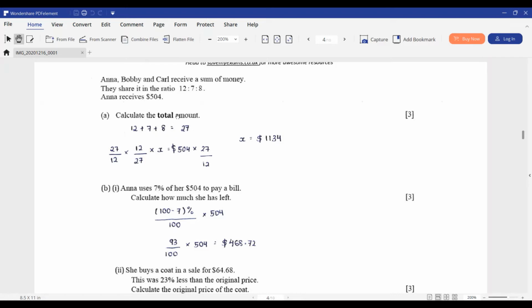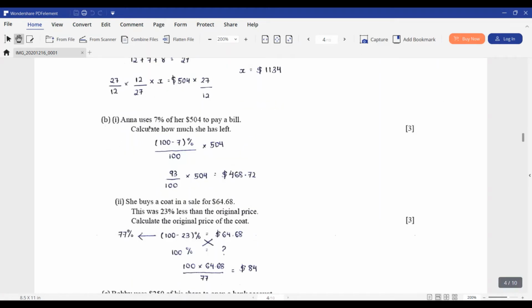Now that we know the sample size, we want to know the total amount. The way we find the total amount is exactly how we did it in the first question. We take Anna's share, 12 over 27. This is a fraction of the original amount, so this multiplied by the original amount x should give you $504. So you multiply by 27 over 12 on both sides to isolate x and to remove the fraction, because the 12 and 12 cancel. So x is equal to 504 multiplied by 27 over 12. Do this in your calculator and you should get an answer of $1,134. That's the total amount of money that they share in the ratio.